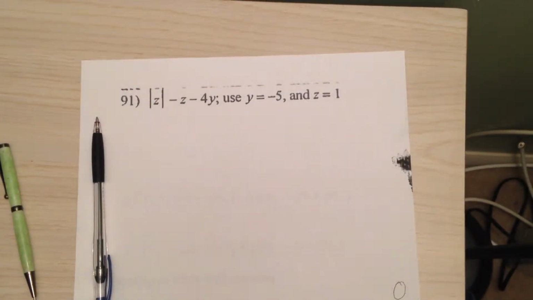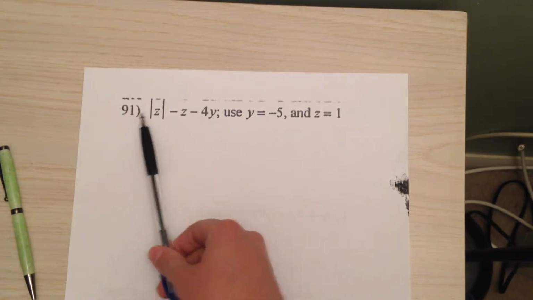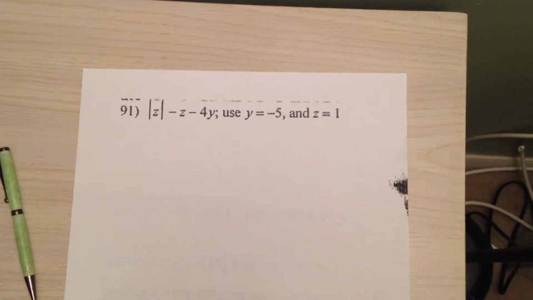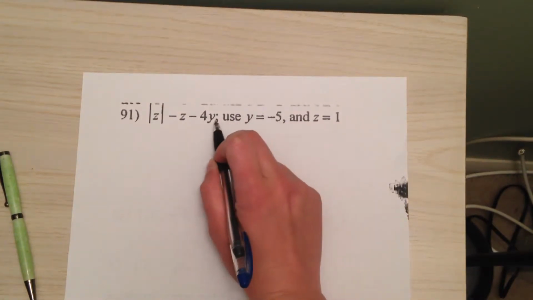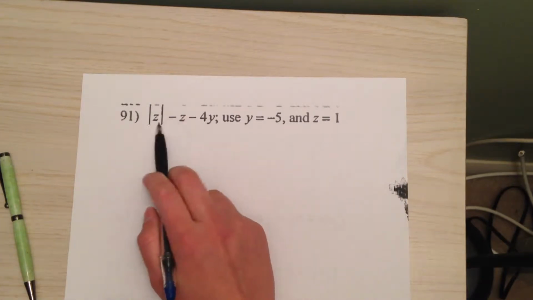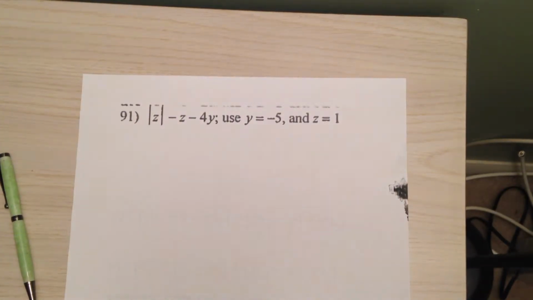Our first video today is on PEMDAS, but it's not quite PEMDAS yet. I have some stuff to plug in. So the first thing I'm going to plug in is this -5 for this y, because that's what y is equal to, and this 1 for the z, and I get to plug that in two places because there's two z's. So let's try that.